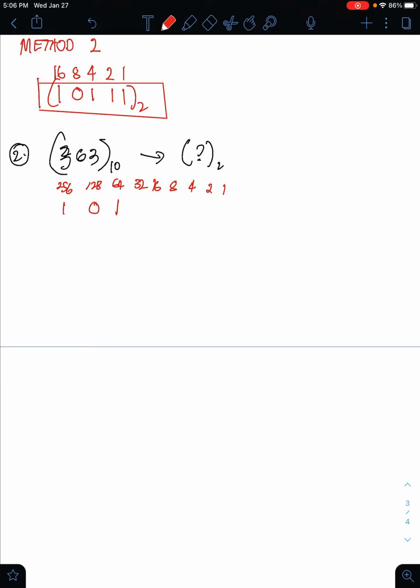107 minus 64 leaves 43. So for 43, we turn on 32. 43 minus 32 leaves 11. Since 11 is less than 16, we set 16 to zero, and then we set 8 to 1. Minus 8 leaves 3, which means we turn off 4, and turn on 2 and 1. Which makes it our final answer.